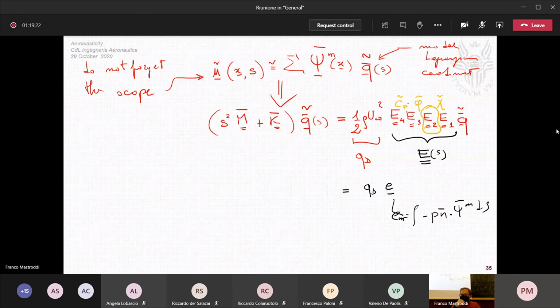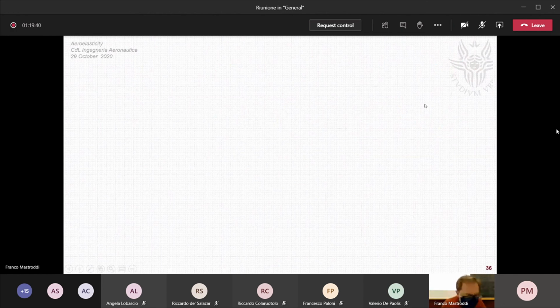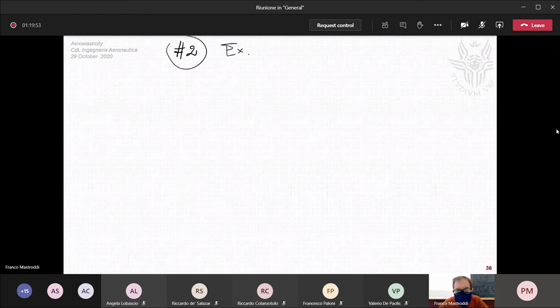Now I want to spend time with you on a practical exercise, a model which will give us an idea of what happens from a numerical point of view in a simplified version. And the model is the typical section model that I want to introduce to you, for the numerical exercise number 2. And the model is the following.